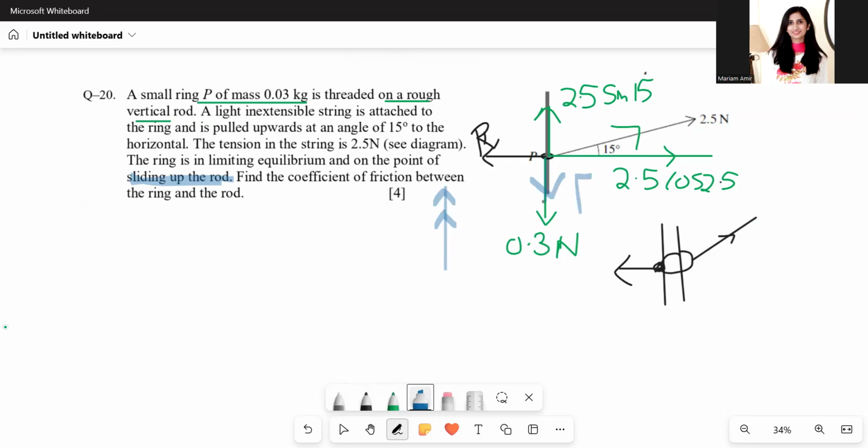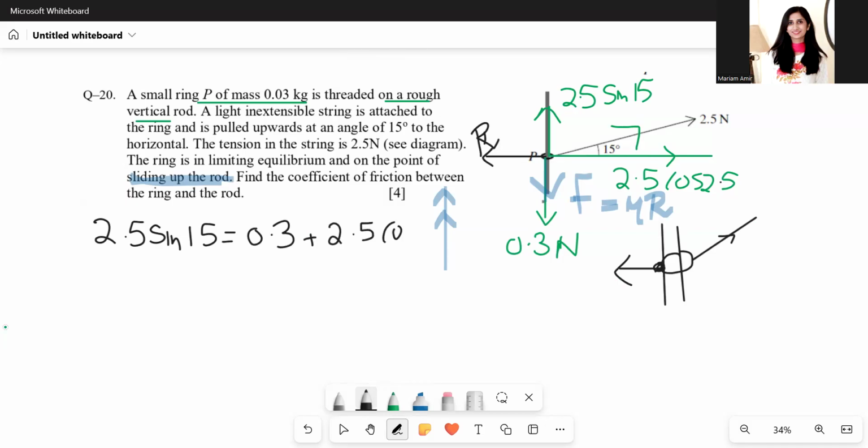So I'm writing F for friction, and we know friction is equal to mu R. Okay. And we need to find the value of mu, which is the coefficient of friction. Okay, now let's equate the forces since the system is in equilibrium. Up forces, which is 2.5 sine 50, would be equal to the down forces. There are two down forces, 0.3 and the friction, which is mu R. Okay, now we need the value of R.